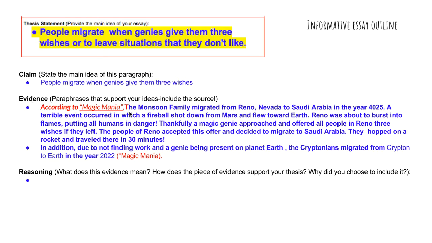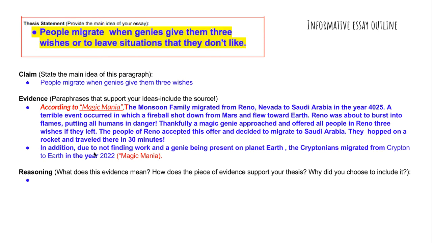According to Magic Mania, the Monsoon family migrated from Reno, Nevada to Saudi Arabia in the year 4025. A terrible event occurred in which a fireball shot down from Mars and flew toward Earth. Reno was about to burst into flames, putting all humans in danger. Thankfully, a magic genie approached and offered all people in Reno 3 wishes if they left. The people of Reno accepted this offer and decided to migrate to Saudi Arabia. They hopped on a rocket and traveled there in 30 minutes. That's 1 piece of evidence.